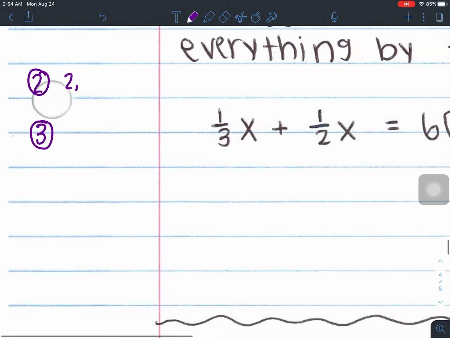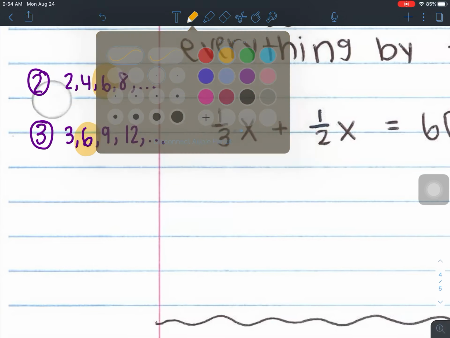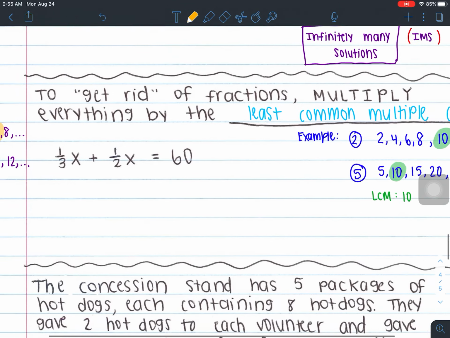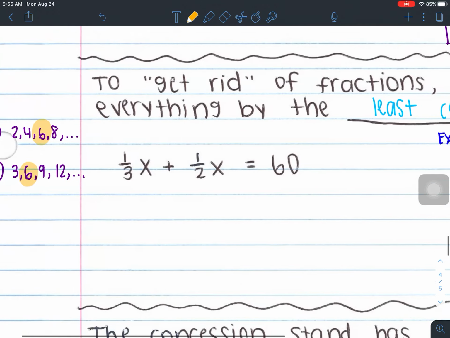So let's list multiples of 2: 2, 4, 6, 8, ... You can keep going on and on. Multiples of 3: 3, 6, 9, 12, ... I could keep going if I wanted to. The least common multiple is the smallest number they both have in common, and that is 6. So that means you're going to multiply everything by 6.